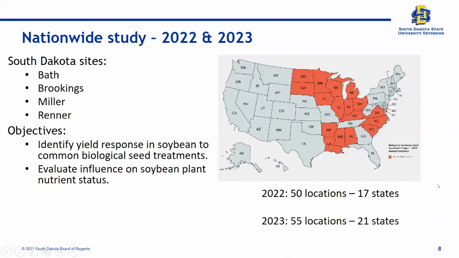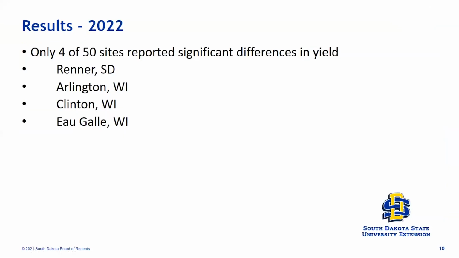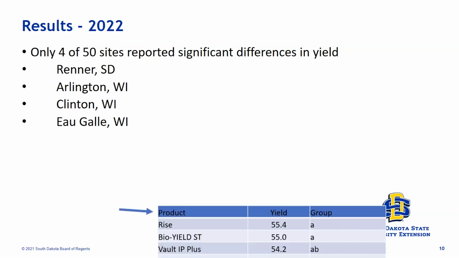Okay, my computer's been a little slow. Sorry about that. So here are the products tested in those trials. There were 9 treatments with 9 different biological products, and then 1 control, so altogether 10 treatments compared with each other in those tests. So, results in 2022. Something to note here: only 4 out of the 50 sites across those states reported significant yield differences. One of them, fortunately, was the Renner site in South Dakota, and the other 3 were the Wisconsin sites. None of the other participating states had any significant yield differences on the products tested for the year 2022.